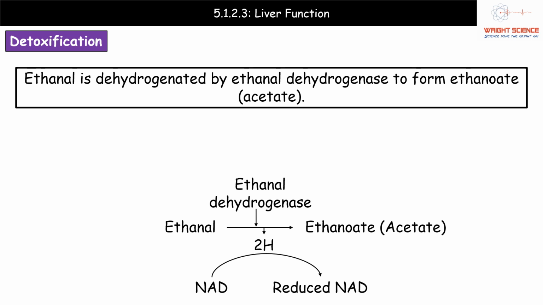The second step to this is we are then going to take our ethanal and we're going to dehydrogenate it using ethanal dehydrogenase this time. And this time we form ethanoate, or the old name used to be acetate. So depending on what resource you're looking at, could be either of those two. So we can see that in our little pathway at the bottom. We're starting off with the ethanal. We've got our ethanal dehydrogenase removing a couple of hydrogens to form the ethanoate, and those hydrogens again are going to form reduced NAD.